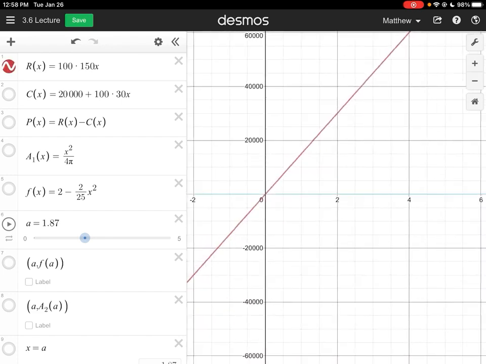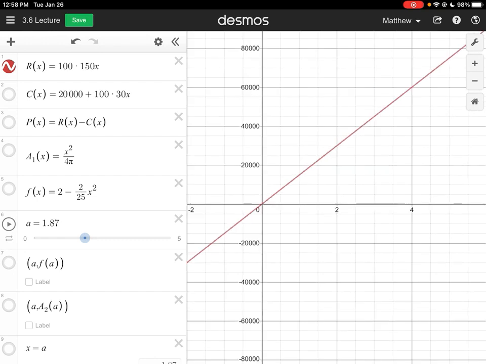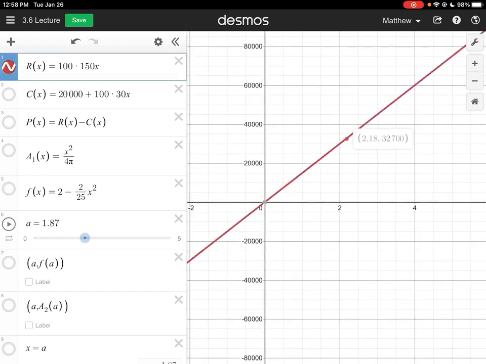Let me spread out the x-axis a little bit. And here's our revenue curve. Different points along this curve indicate, if X is 2.2, that really means you sold 220 phones, and then your revenue would be the second number, $33,000. So this is our revenue function. Our cost function is this blue one.